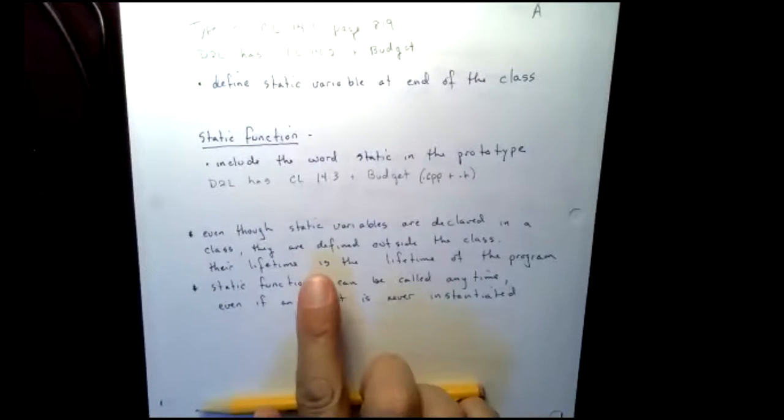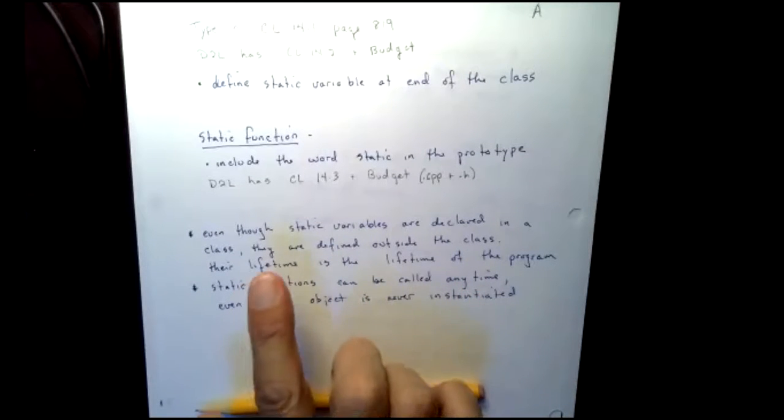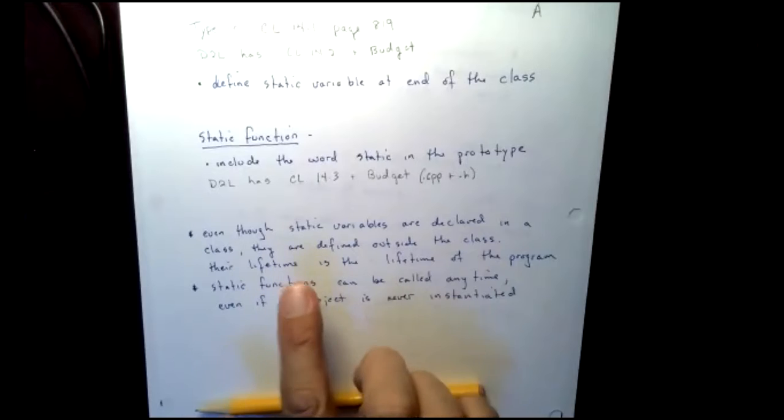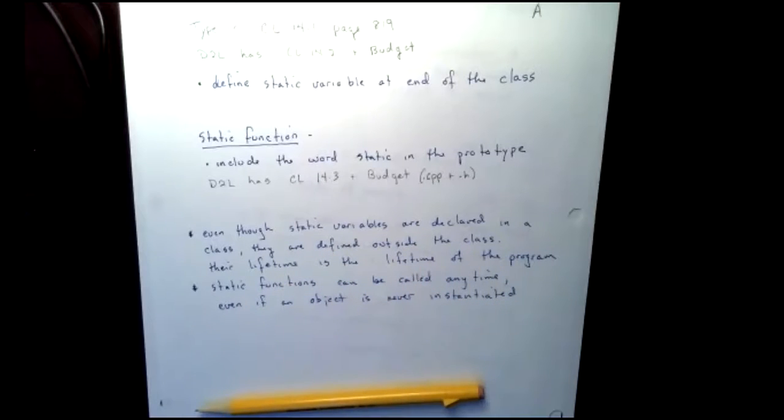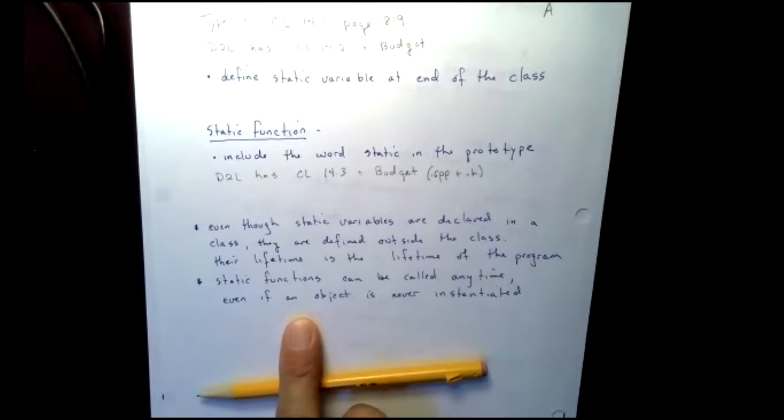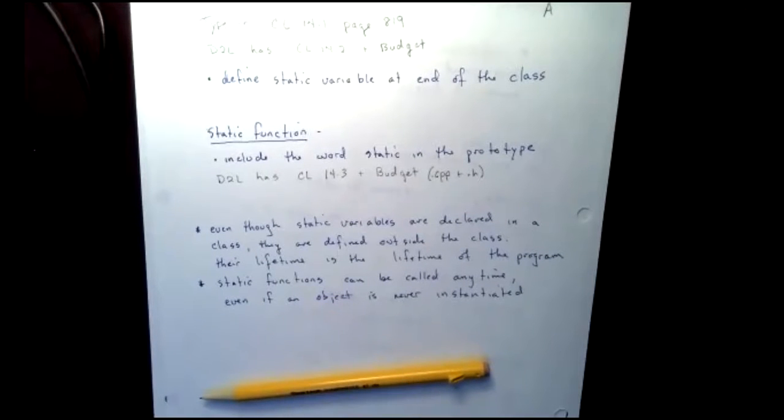In summary, even though static variables are declared in a class, they are defined outside the class. Their lifetime is the lifetime of the program. Again, if I don't have any objects, I still can use my static variable. Static functions can be called anytime, even if an object is never instantiated.